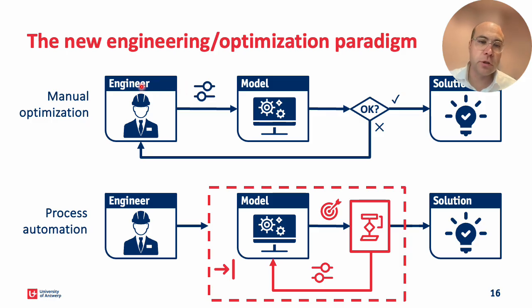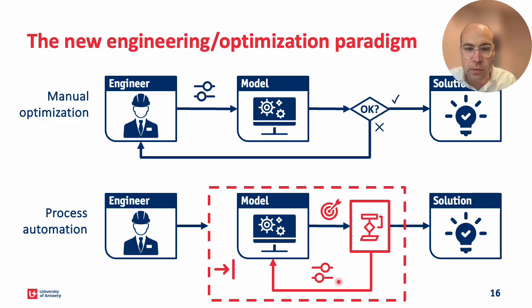So what I want to show is that the new engineering paradigm is not an engineer that plays with parameters and models this to look if the outcome is okay. Now an optimization algorithm can be used. This optimization algorithm will play with certain design parameters, will put these design parameters into a model, and then will look at the objective value.